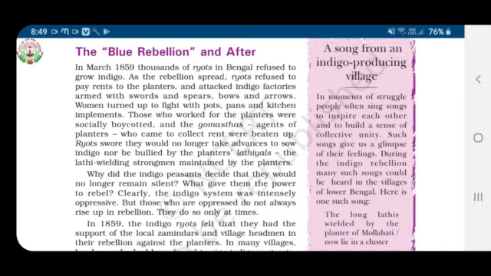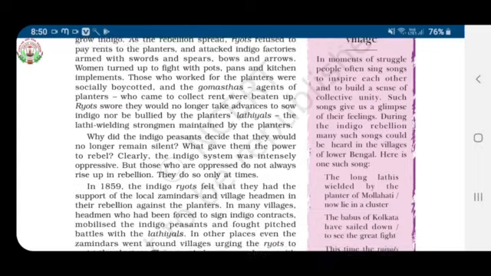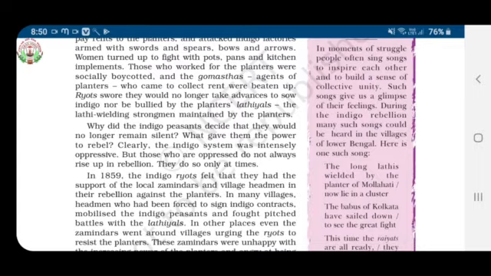Blue Rebellion and after. In March 1859, thousands of ryots in Bengal refused to grow indigo. Ryots here means peasants who worked on farms. As the rebellion spread, ryots refused to pay rents to the planters and attacked indigo factories armed with swords and spears, bows and arrows. Women turned up to fight with pots, pans, and kitchen implements.